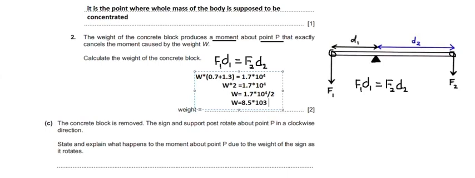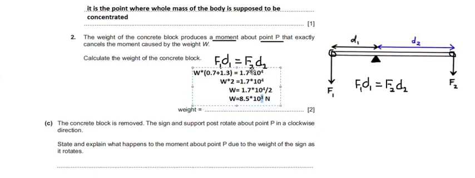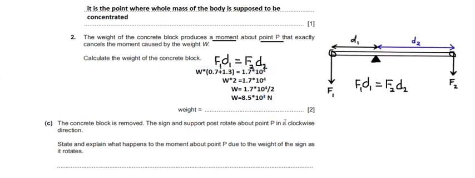The unit is Newton. The unit of weight is Newton because that is nothing but the force itself. So this is the calculation of the weight of the concrete block, and that is coming from this principle of moment, that is F1 d1 is equal to F2 d2. So we can write down the weight again over here, that is 8.5 into 10 raised to 3 Newton. Okay, so this is our sub question number 2.